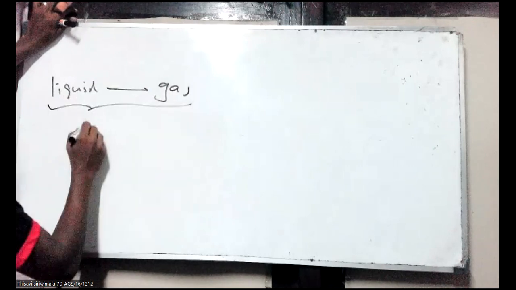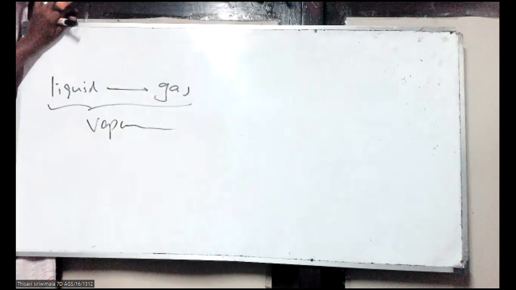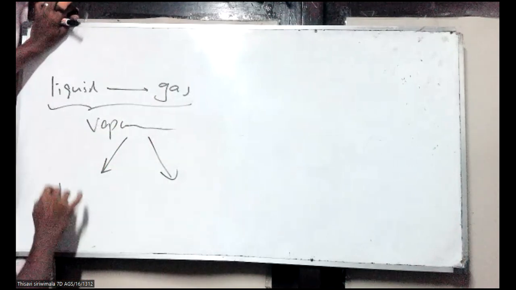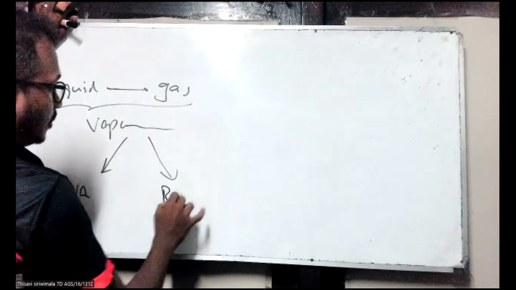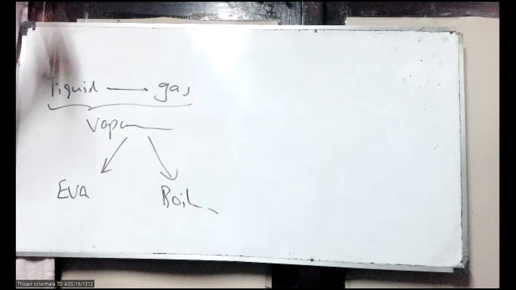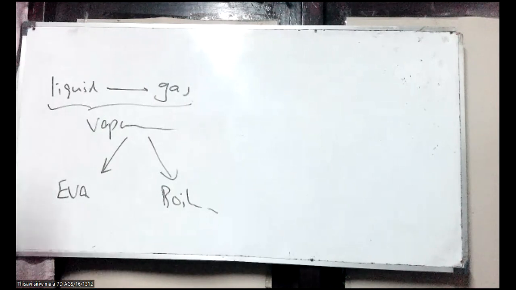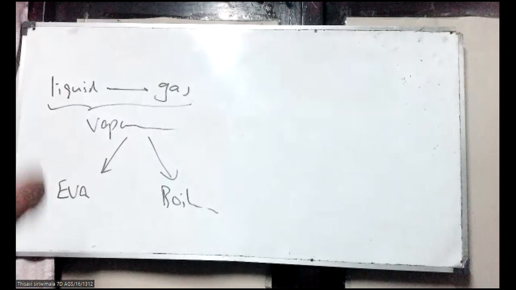Liquid into gas is called vaporization. Vaporization can happen in two methods, that is evaporation and boiling. Now the evaporation process. Think of sweat during hot days. The sweat will evaporate from our bodies when we feel cool.